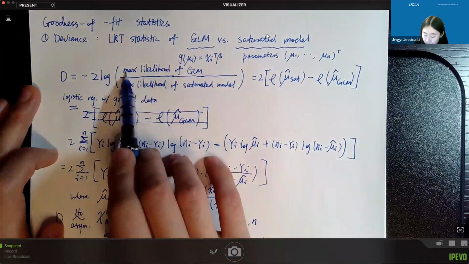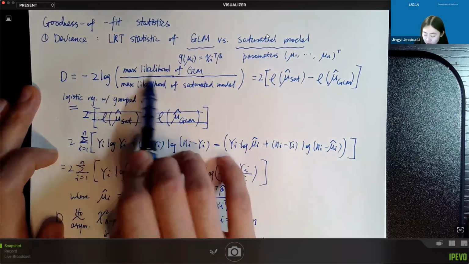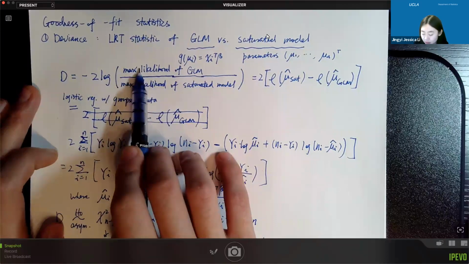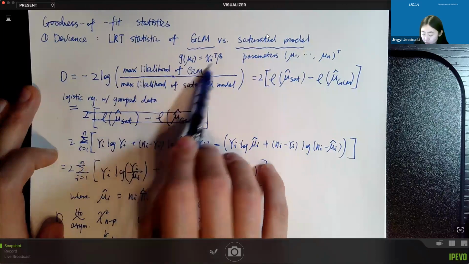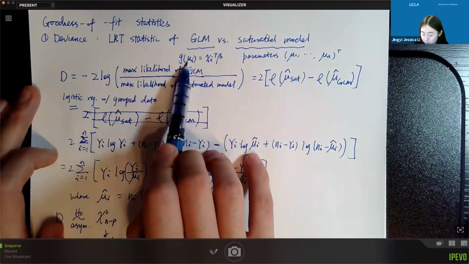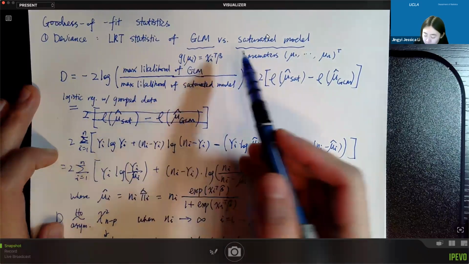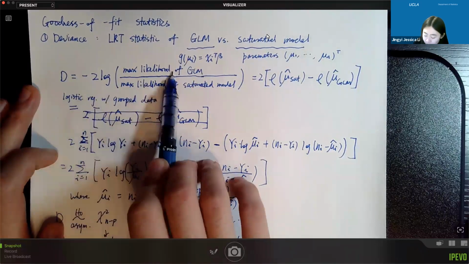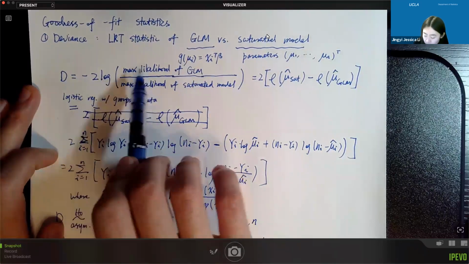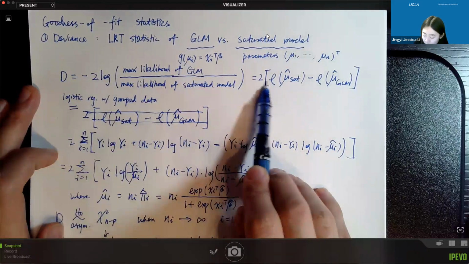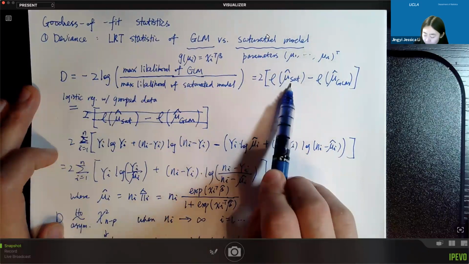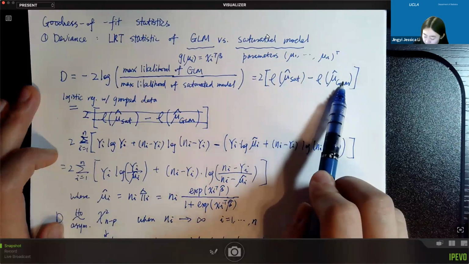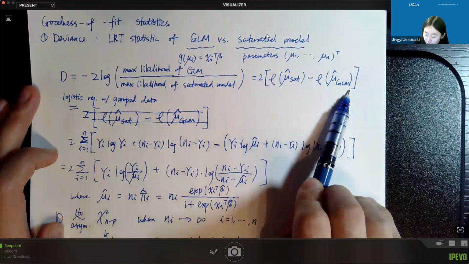Therefore, the IRLS algorithm we talked about is necessary to find the MLE estimates of the GLM parameters beta. Then we can have the corresponding MLE estimates from mu 1 to mu n. So for this log likelihood ratio, we have -2 log likelihood ratio, and we can write it as 2 times the log likelihood of the saturated model MLE minus the log likelihood of the GLM MLE. This formula applies in general to all our GLMs.